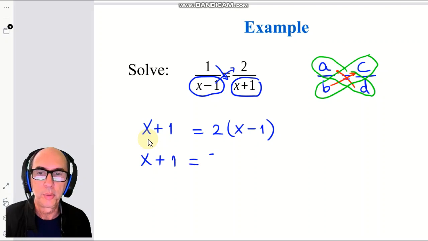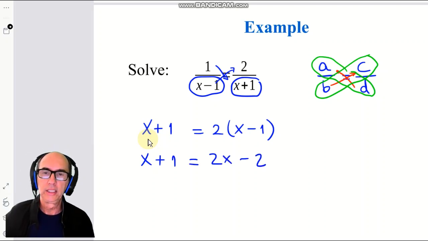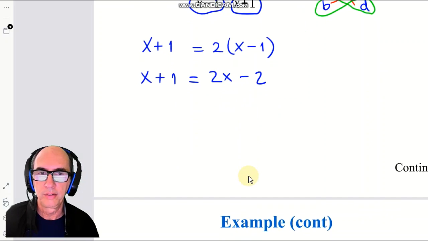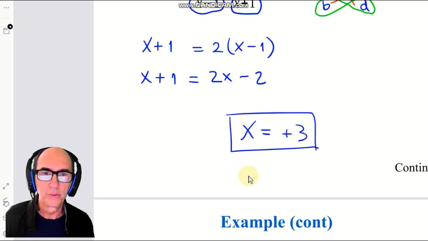Apply the distributive property, and you can finish this one, finding the value of x. X equals what? And real quick here, I think x is going to be equal to positive 3. Positive 3. Check if I'm right or wrong.